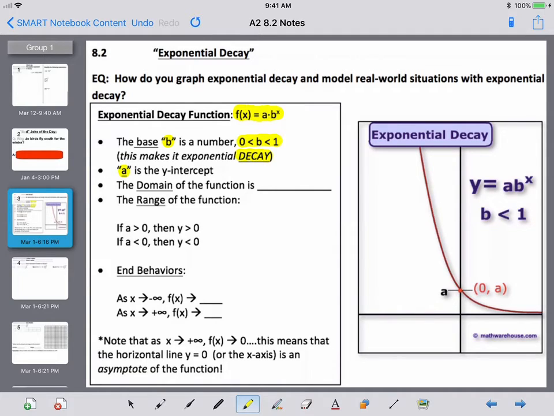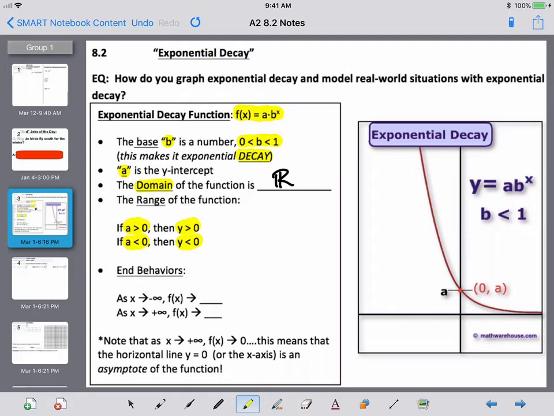A is still the y-intercept, and the domain, just like before, is still all real numbers. Now, the range of the function: if you have a positive a value, your y's are always positive. And again, if you have a negative a value, the y's are always negative. That again is the same as exponential growth functions. The end behaviors are going to be slightly different.